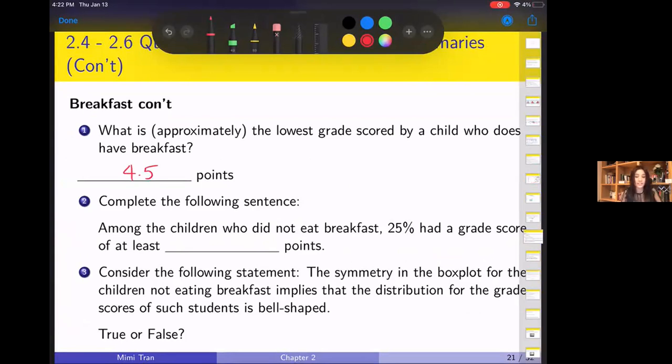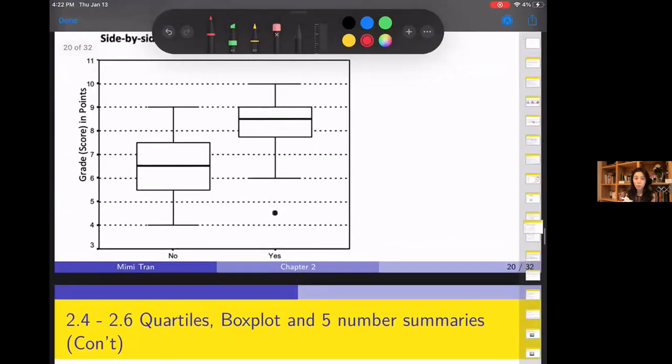Heads up, it's going to be a little deceiving, so be careful before you answer this. Among the children who did not eat breakfast, so in the box with no, 25% had a grade score of at least blank points. At least means greater than or equal to, right? So if you look at it, is it 4? Well, first of all, 4 is the minimum, right? I think 7.5. Very good.